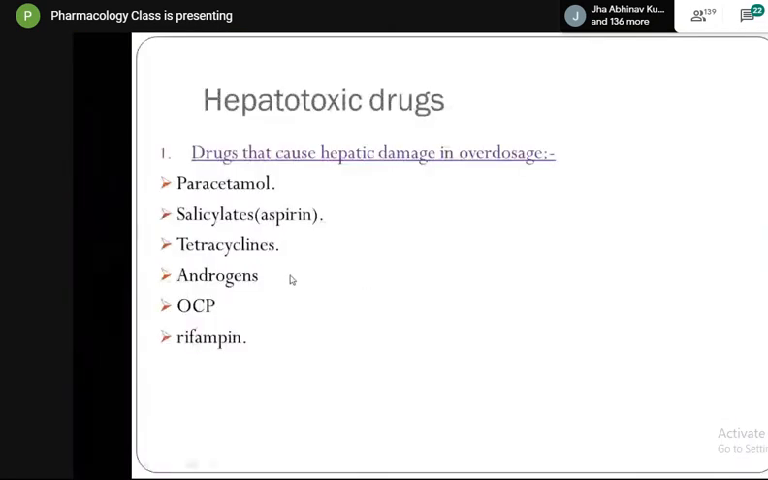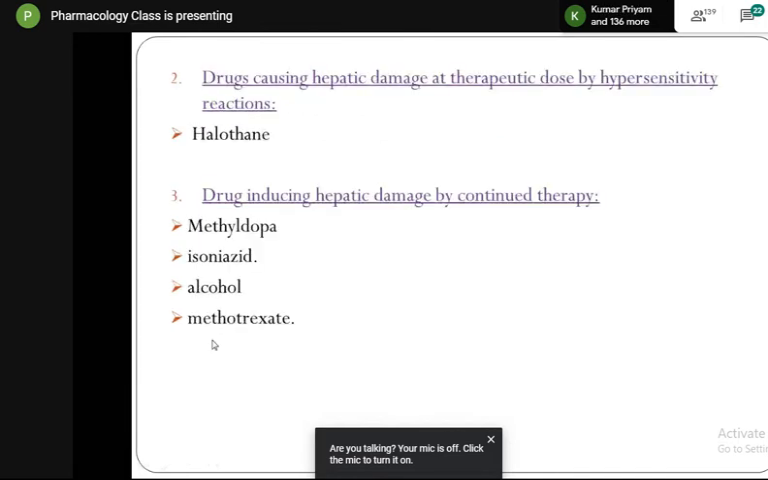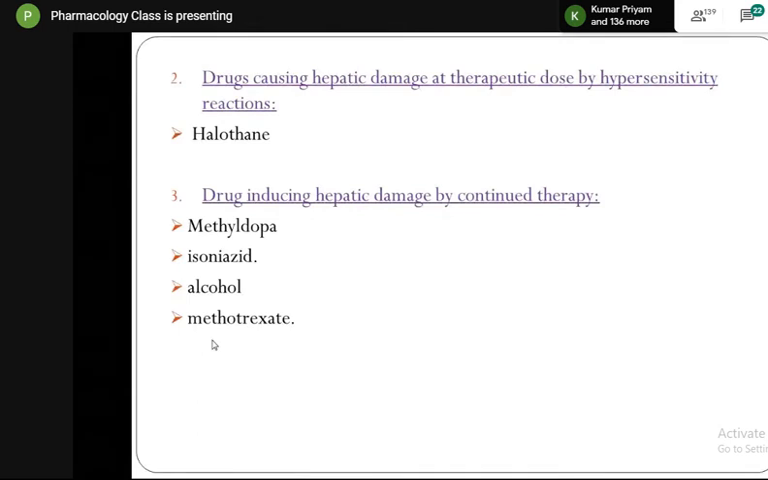Next are androgens. Probably you will be dealing with androgens in your next block for MBBS as well as BDS. These are a reproductive group of drugs. Then OCP, meaning oral contraceptive pills, which are the pills taken to prevent pregnancy. Then rifampin, which drug is this? Antitubercular. Antitubercular drugs.